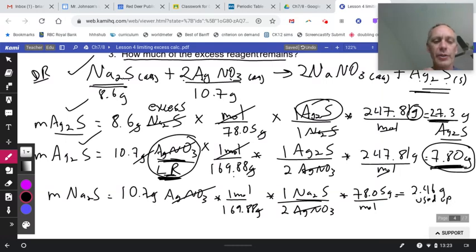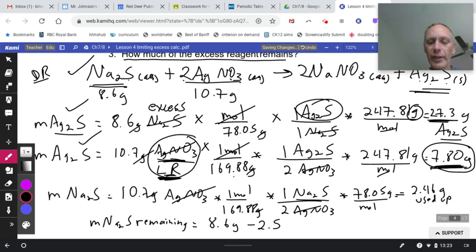So how much Na2S remains? Okay, what did we start with? 8.6 grams. And we used up 2.46, or 2.5 if we're going to go with 1 decimal place for our final sig digs, which becomes 6.1 grams remain.